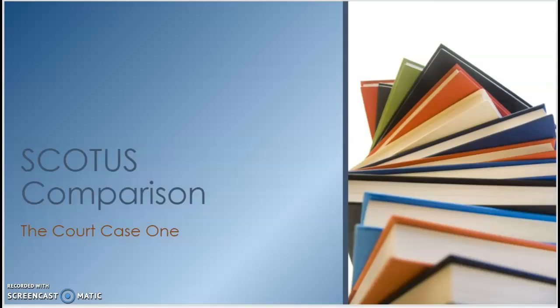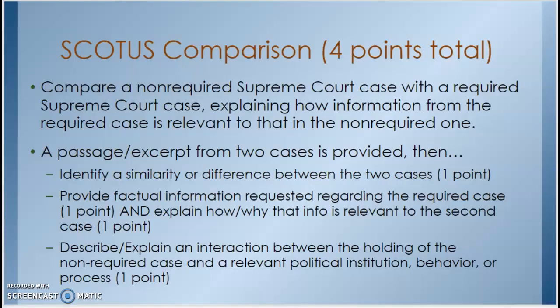And finally, the SCOTUS comparison, the court case one. This is the one we learned most recently. Compare a non-required Supreme Court case, so they will give you the facts of that non-required case, with a required case. These are the 15 you're supposed to know. Explaining how information from the required case is relevant to that in the non-required one. So you're comparing one of the 15 to the one they give you. Okay.